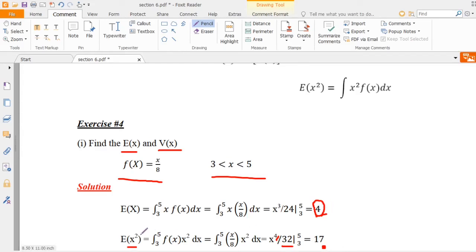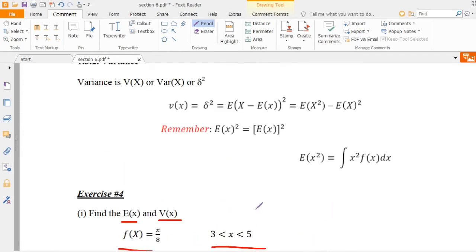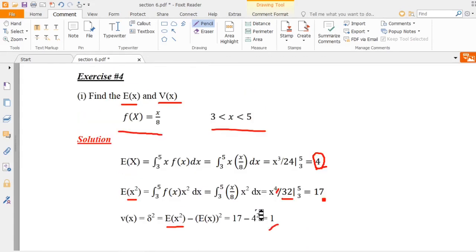The second thing we do: x squared is required for that. So x squared times x over 8 will be x cubed over 8. Then the integration will be x to the fourth over 4 over 2, and you will get 17. And then the variance will be the subtraction, so it will be 17 minus the square of 4.